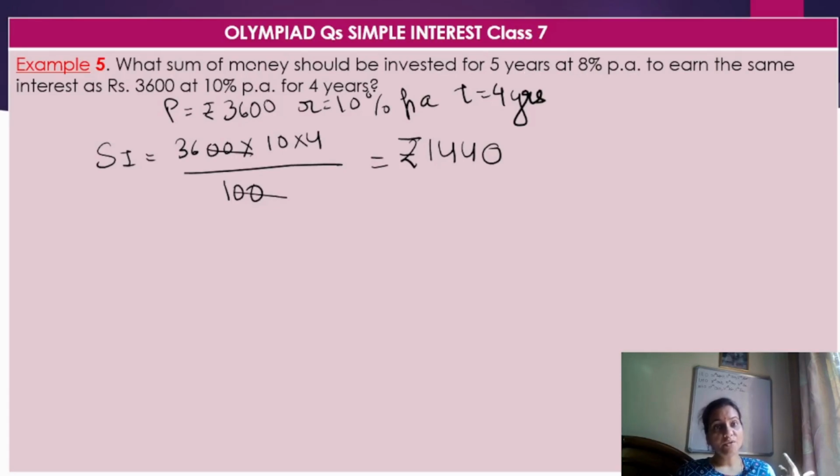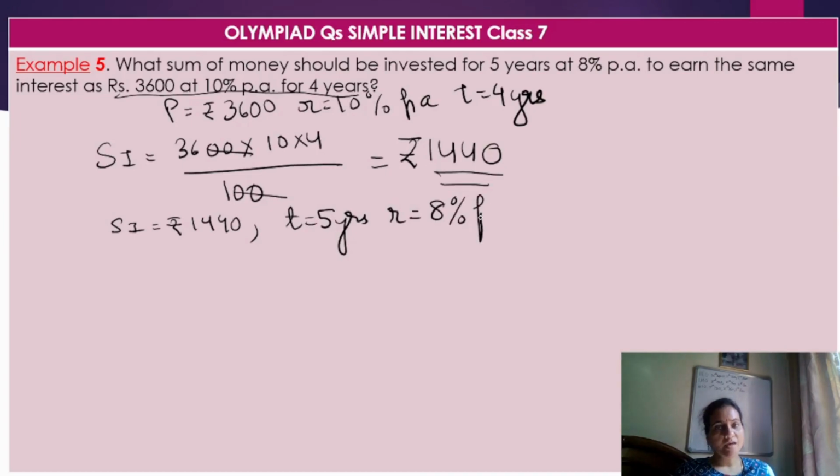per annum to earn the same interest as this. So now we know the simple interest is ₹1440. We have to find the principal. What do we know now? We know the simple interest value ₹1440. We know the time period, that is 5 years, and we know the rate, which is 8% per annum. Now can we not easily find out the principal?